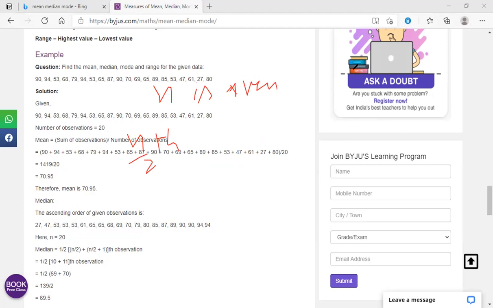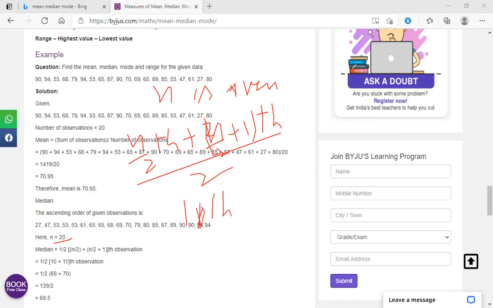And n by 2 plus 1th. Right. Means two observations will be the median. So n by 2th plus n by 2 plus 1th, divided by 2. So n is 20. So 20 upon 2 is 10. So the 10th observation plus the 11th observation, divided by 2.